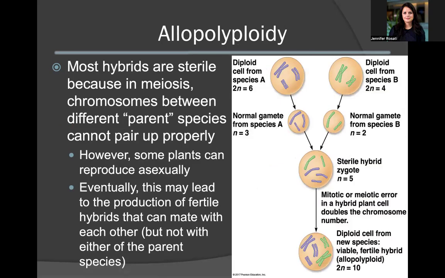In most instances, when a hybrid species is produced, most of these hybrids are considered sterile. This is because during meiosis, the chromosomes between different parent species don't pair up properly, leading to infertile or sterile offspring. However, in some plants, they can reproduce asexually. Eventually, as this continues, this may lead to the production of a fertile hybrid. This hybrid could potentially mate with each other. However, they can no longer mate with either parent species, once again leading to reproductive isolation.